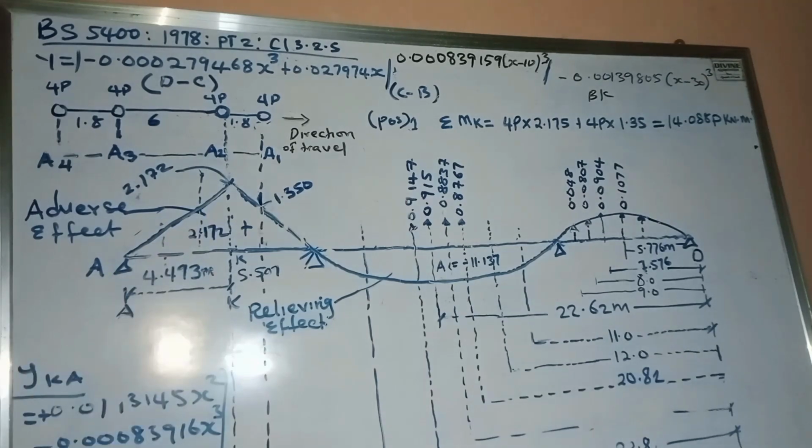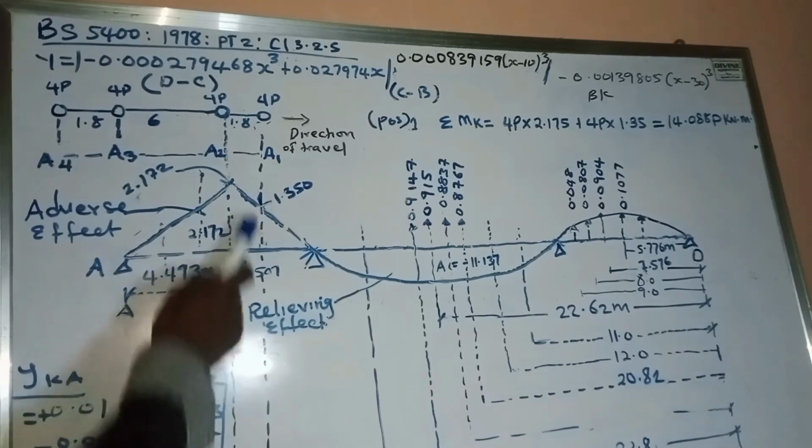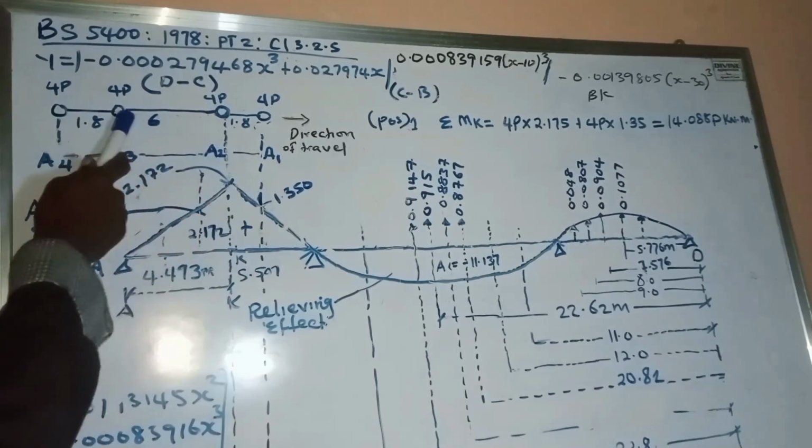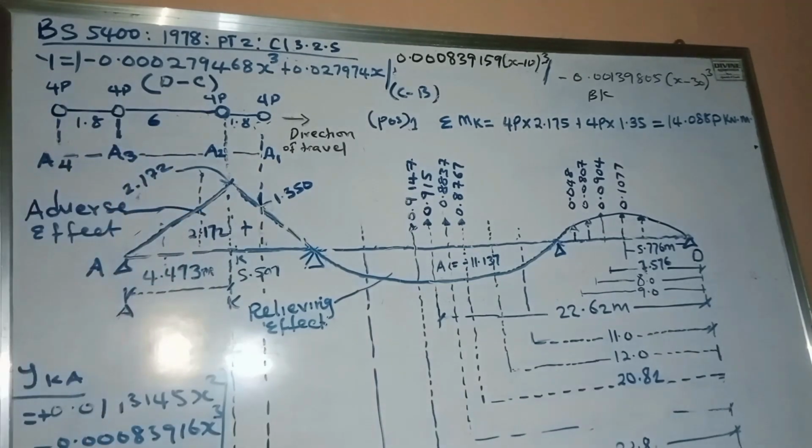All right, but we just need to drive the vehicle first of all. Before we go, let's start with the first configuration of our HB vehicle, which has axles A1, A2, and between A2 and A3 we have 6 meters. That is the first configuration of our HB vehicle. We'll try that out and look for the maximum sagging moment at point K.